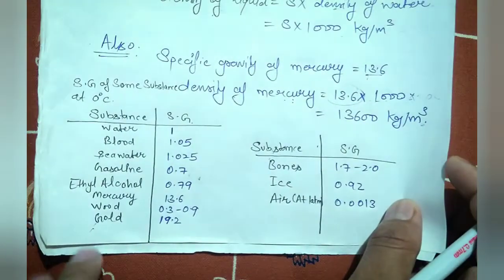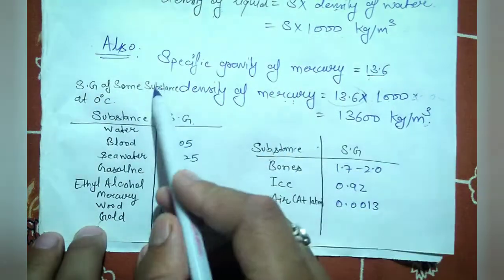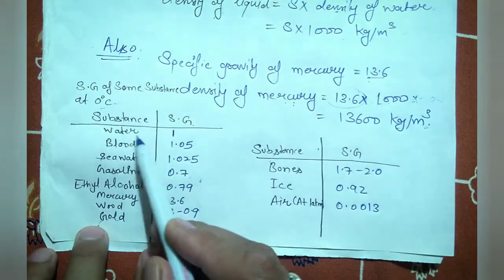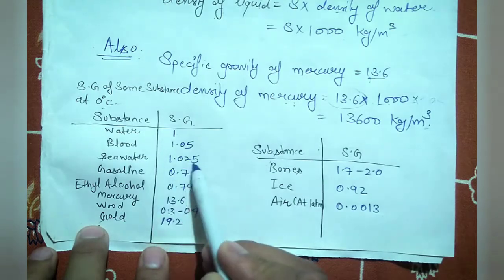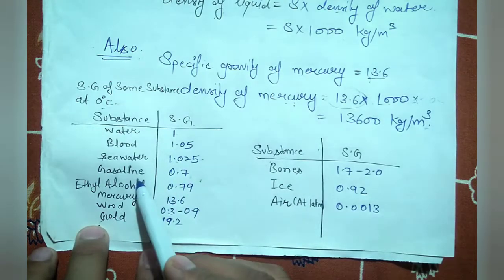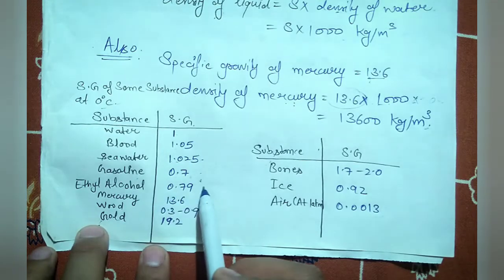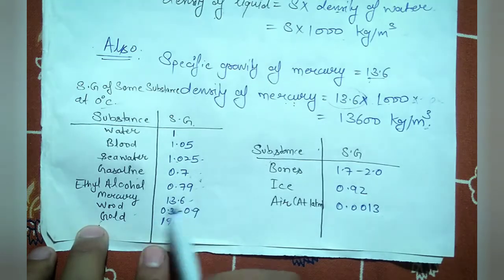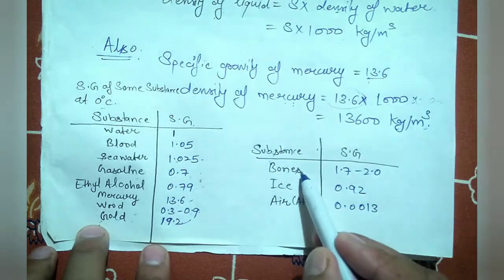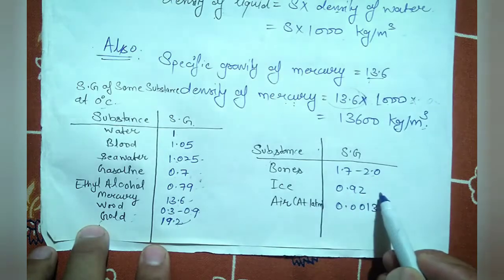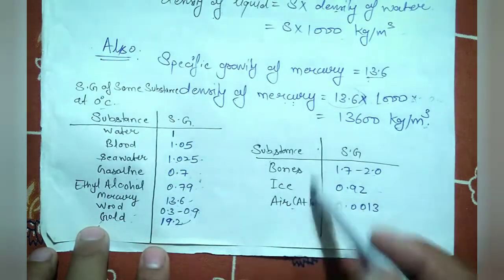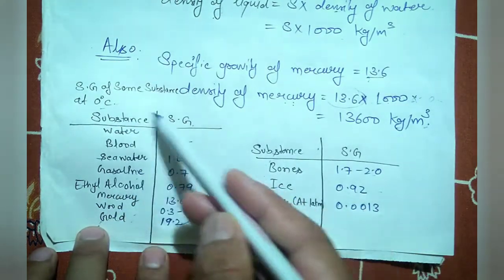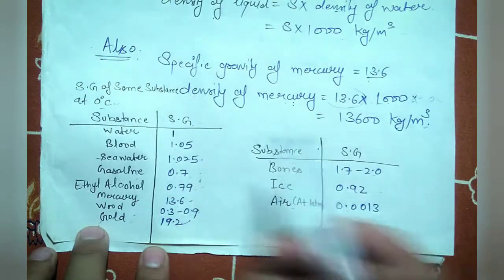Okay, so here I have written some specific gravity of substances at 0 degree Celsius. Okay, so for water it is 1, blood 1.05, seawater 1.025, gasoline 0.7, ethyl alcohol 0.79, mercury 13.6, wood 0.3 to 0.9, gold 19.2, bones 1.72, ice 0.92, air 0.0013. Okay, so you can calculate the densities and specific weights of all these substances if you know the specific gravity.